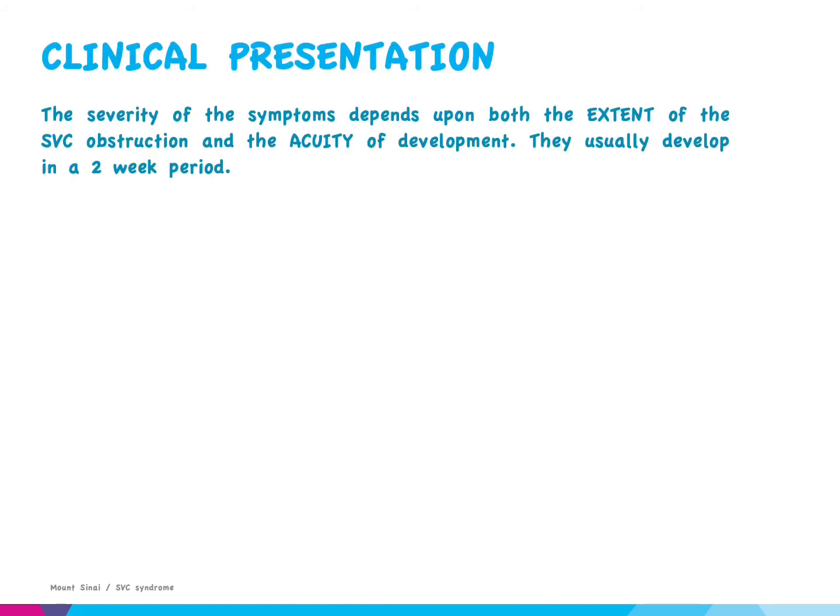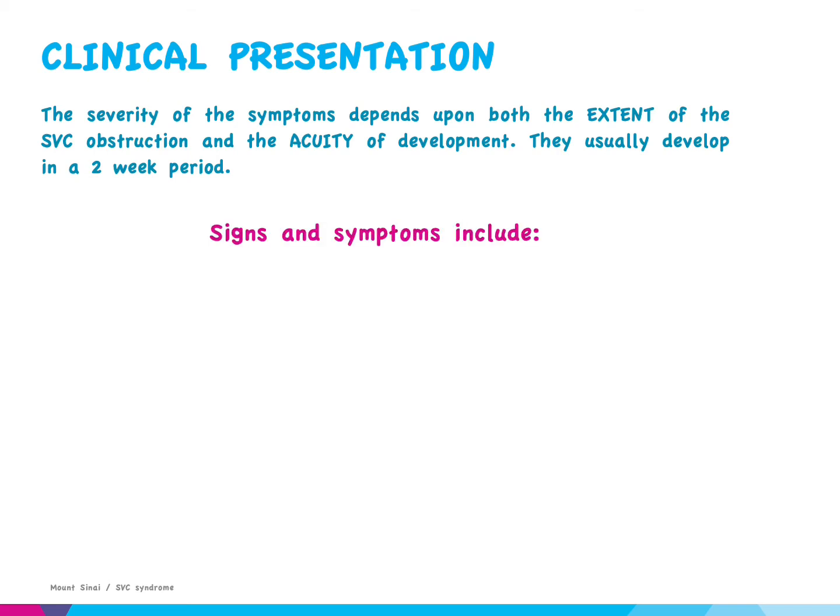What are the signs and symptoms of SVC syndrome? The clinical presentation and the severity of the symptoms depend upon both the extent of the obstruction and the acuity of the obstruction itself. They usually develop over around 2 weeks, and this is because the obstruction of the SVC causes increased venous pressure, so the blood gets rerouted through collateral vessels like the azygos, the internal mammary, and so on. But it takes weeks for these venous collaterals to dilate sufficiently to accommodate the blood that is now going through the superior vena cava.